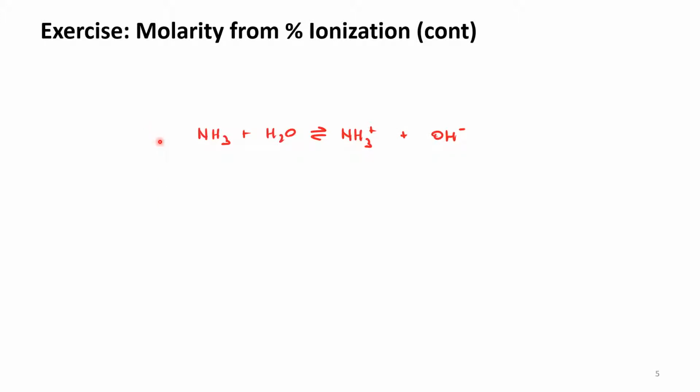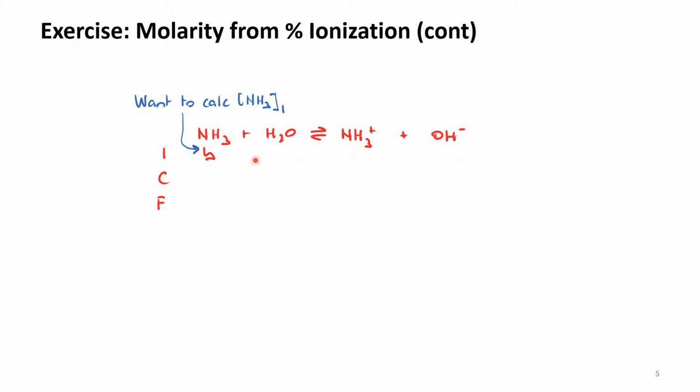Then we can write an ICE table where we have the initial concentration of ammonia. So this is actually what we are asked to calculate, the initial concentration of ammonia, so we don't know this value. We can use any variable. The most common is x, but in this case, I'll choose the variable b to remind us that it is the initial concentration of the base, ammonia.